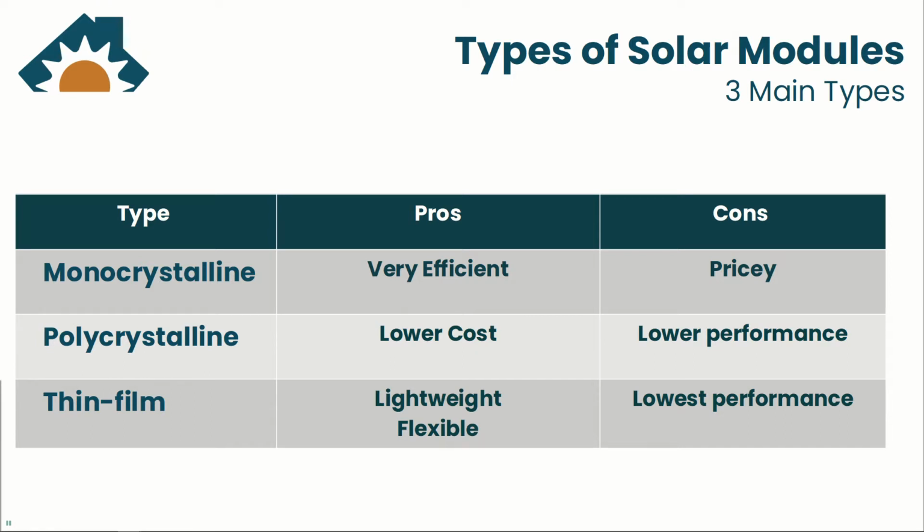Next is polycrystalline. It's a lower cost option, but it's also lower performance. These tend to have a bluer color if that's important to you. Lastly is thin film. This is flexible, which can fit into a variety of surface shapes if that's an issue. It is, however, the lowest performance.